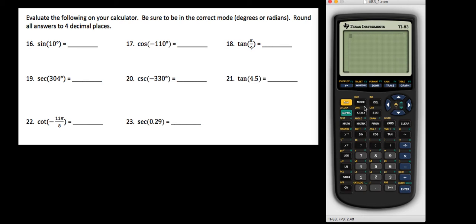So the very first thing I want to pop over and look at is this mode button. A lot of calculators have this mode button. Some have different forms of a mode, but what we're looking for is really radians and degrees. In this case, say number 16 here, I want to find the sine of 10 degrees. It would be really important for me to pop over to my mode settings and switch this over to degrees. Otherwise, when I do my sine of 10 degrees, I'm not going to get the same thing as what I would get if I were in radians mode.